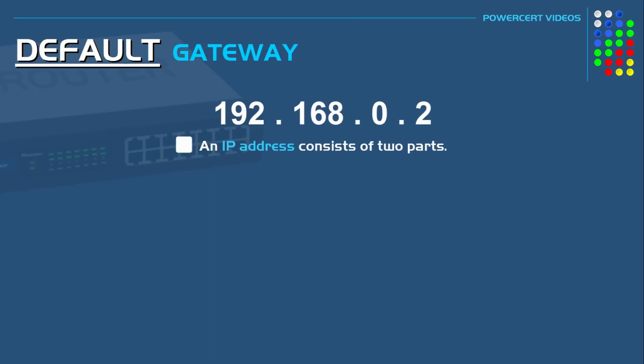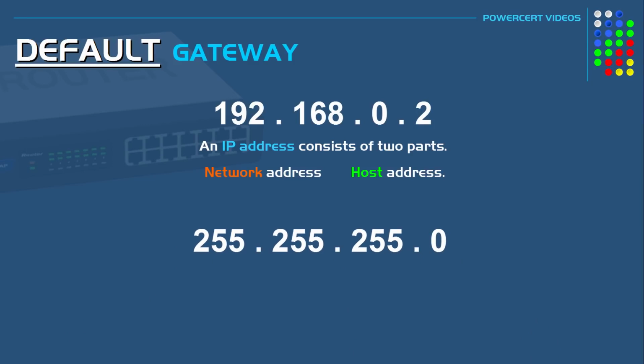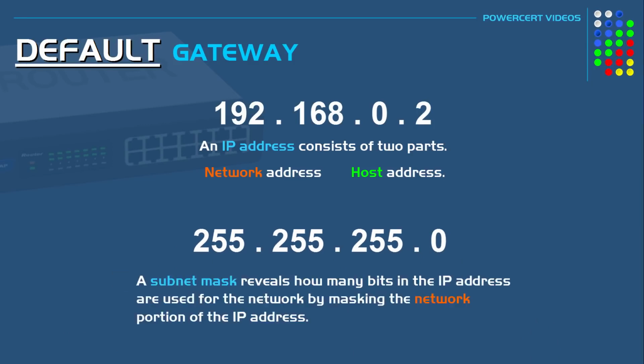An IP address consists of two parts. The first part is the network address, and the second part is the host address. The way to tell which portion belongs to either the network or the host is where the subnet mask comes in. A subnet mask is a number that resembles an IP address, and it reveals how many bits in the IP address are used for the network by masking the network portion of the IP address.